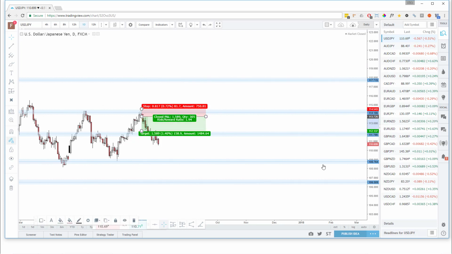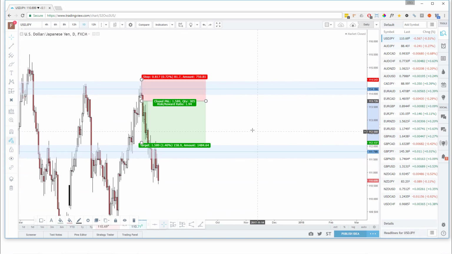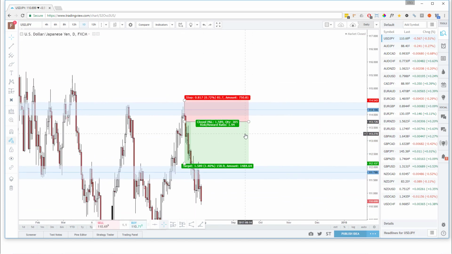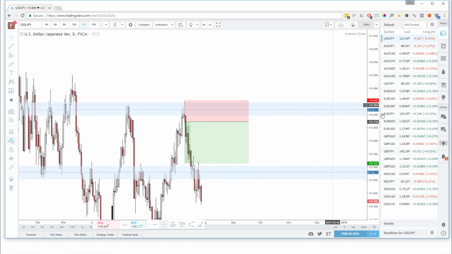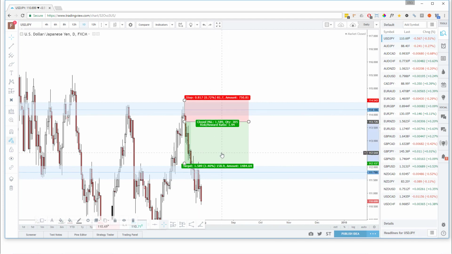You want to have a smart stop, but you also want to keep a reasonably sized stop loss. That way your target doesn't need to be too big. So that's how stop losses and targets work, guys. It's pretty straightforward, pretty simple when you think about it.